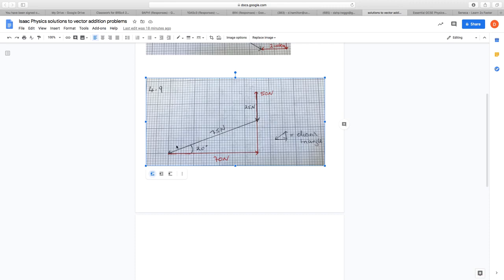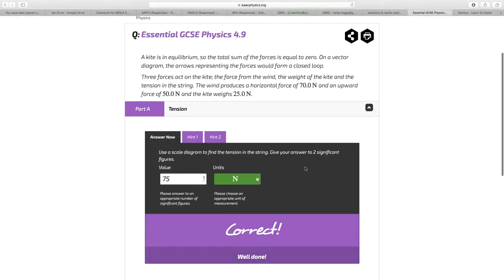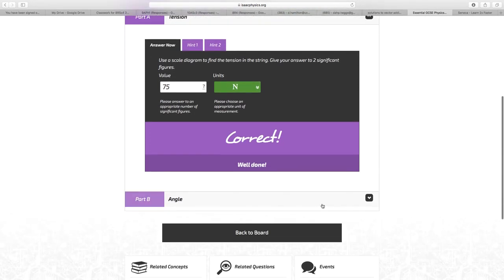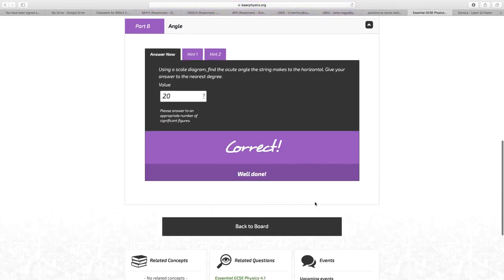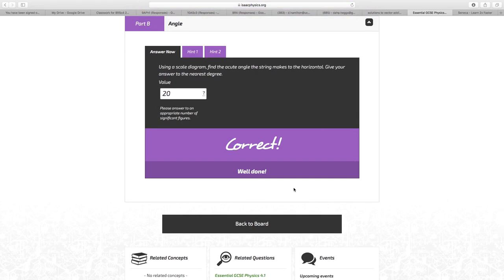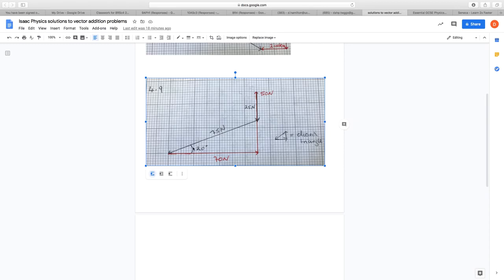So if it's an equilibrium, you have this closed triangle, which means you go from here to here to here, and then the tension closes the triangle in this direction. 75 newtons if you measure that line. So there you have the solutions. Final part then measuring the acute angle the string makes. Measuring that angle is 20 degrees.